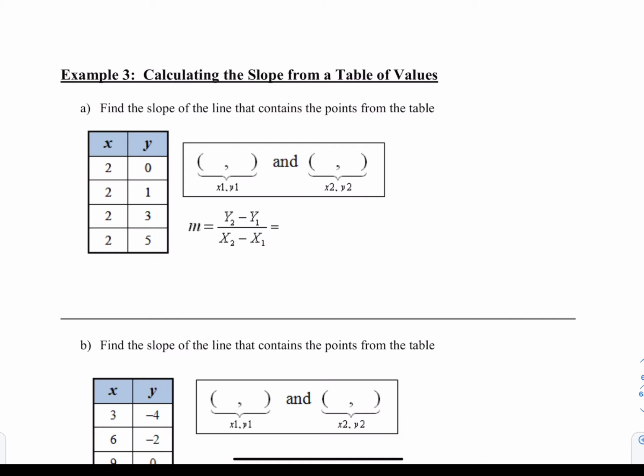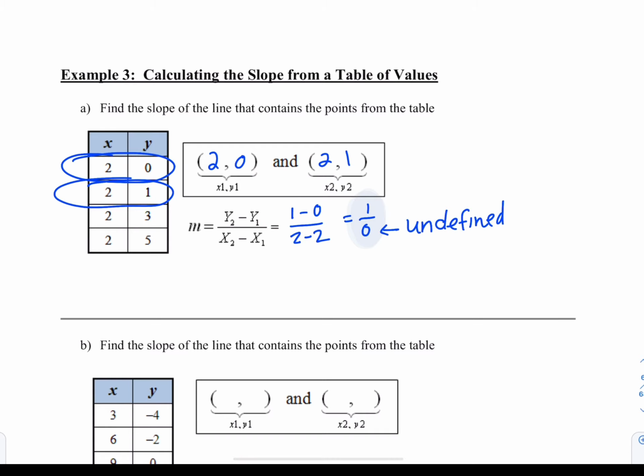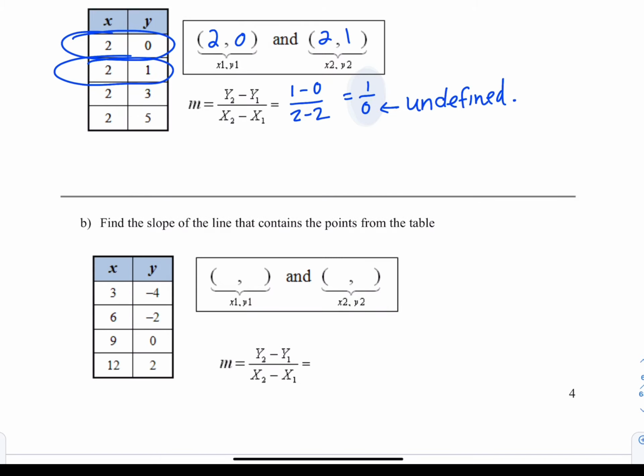A table of values is really no different than working with a graph. It's just how you read the coordinates from the table. So picking 2 x and y pairs, we can then write them as coordinates and do the same procedure as before. We divided by 0 here, therefore this must be a vertical line, an undefined slope.